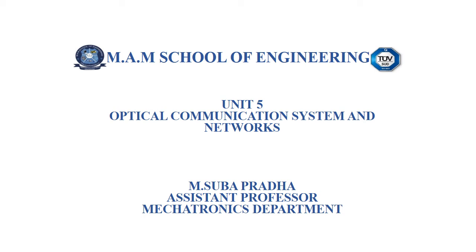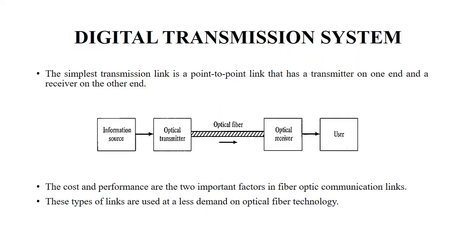Hello everyone, here we are going to see about Unit 5, Optical Communication System and Networks. In these slides we are going to see about the digital transmission system, how it is working and point-to-point links in this digital transmission system, everything. So first one is digital transmission system.